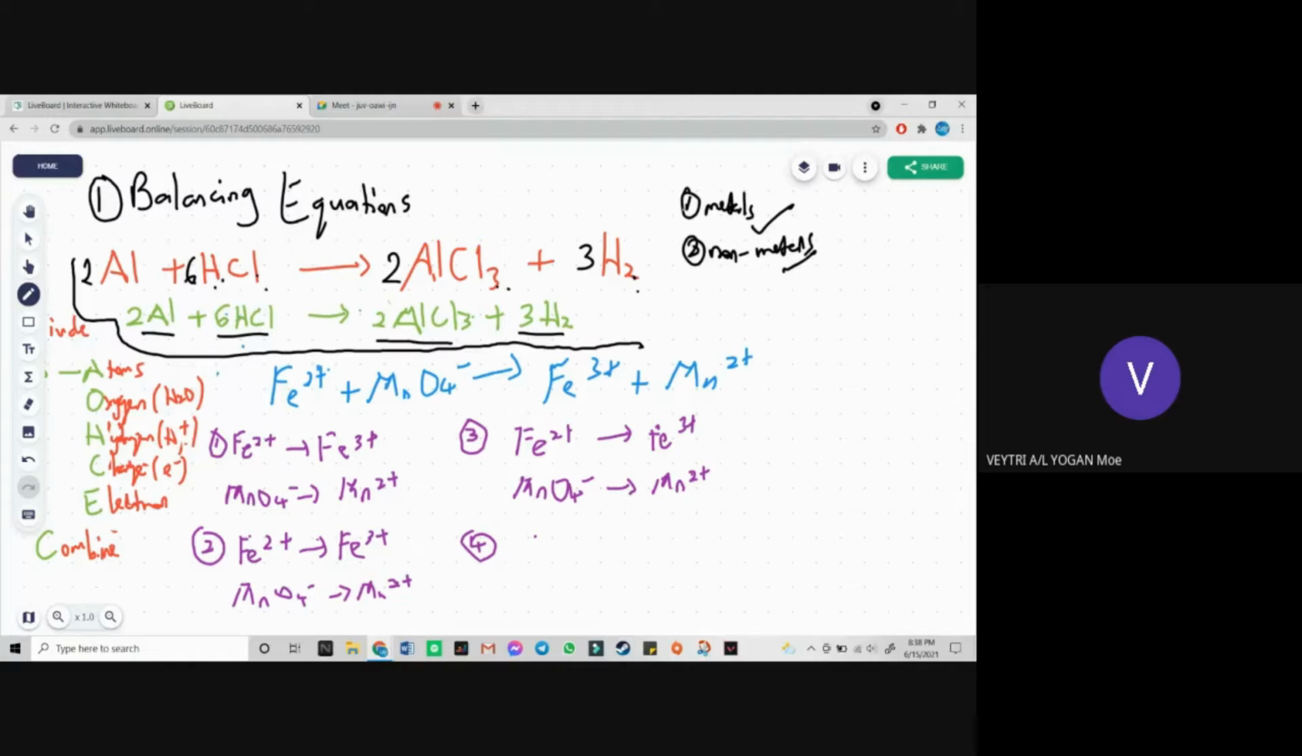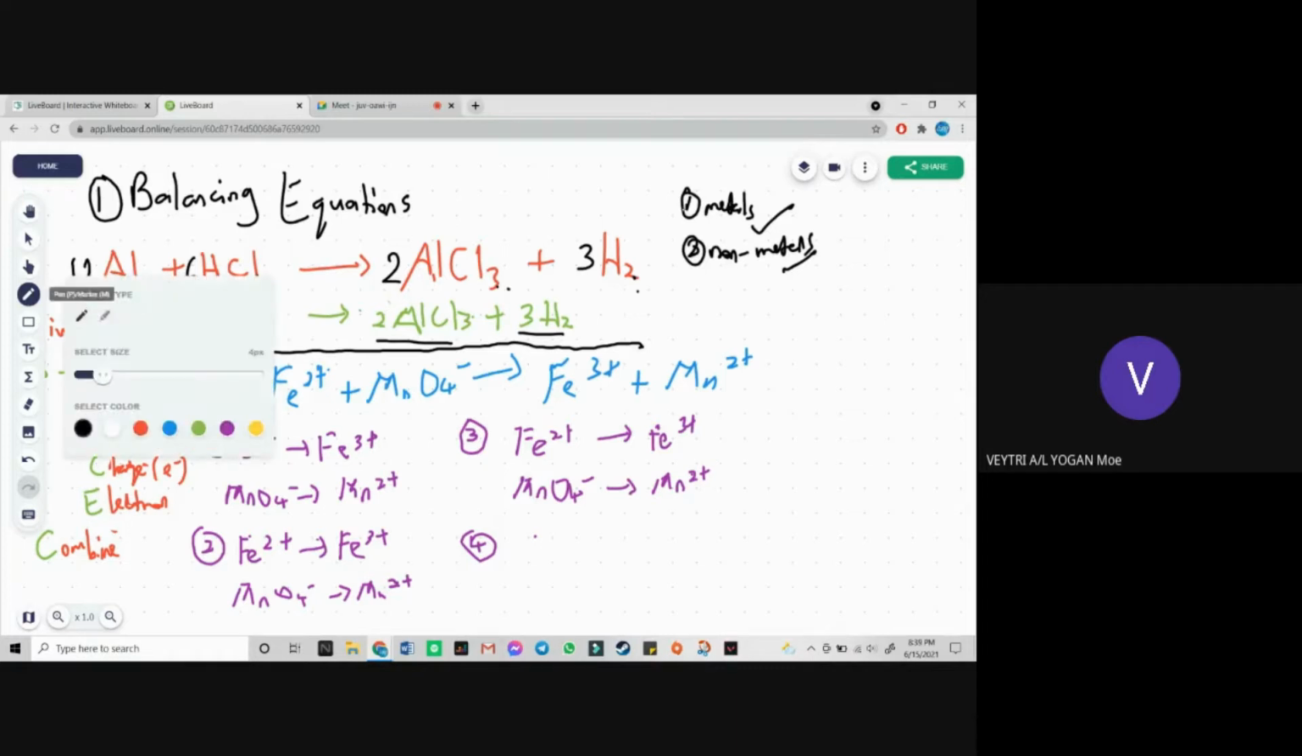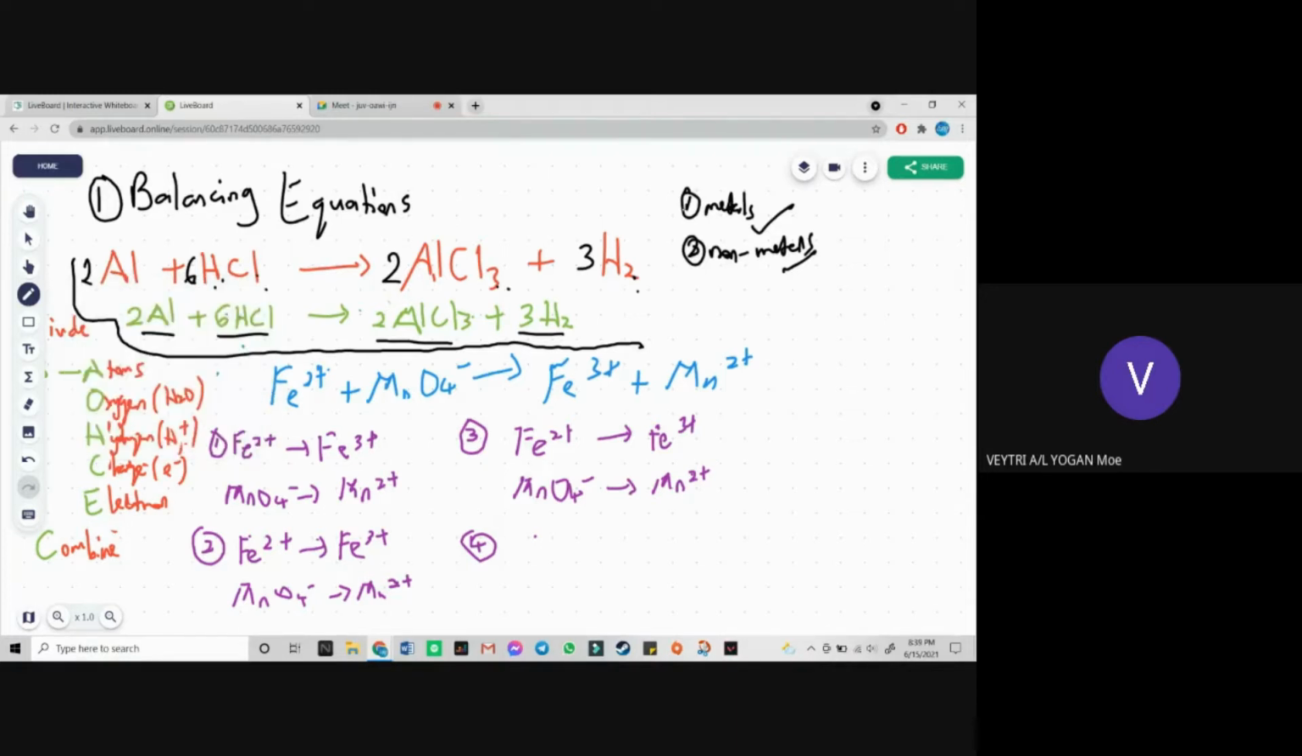Now, what if something involves charge? We have a method, and the method is called DBC. For the B, you have A, O, H, C, E. If you want it easier, you can use acronyms like DBC, AOHCE, or something like that to remember. So divide, balance, combine.